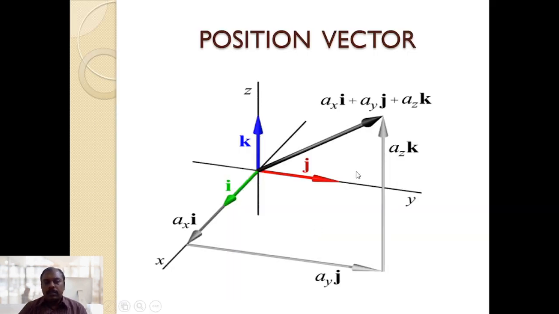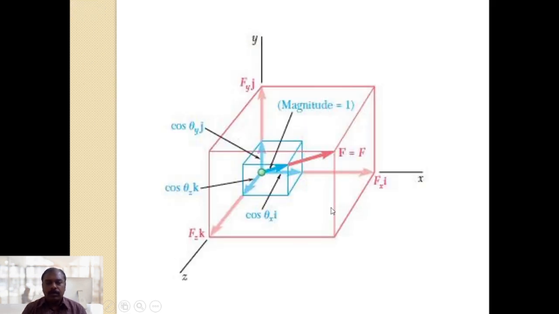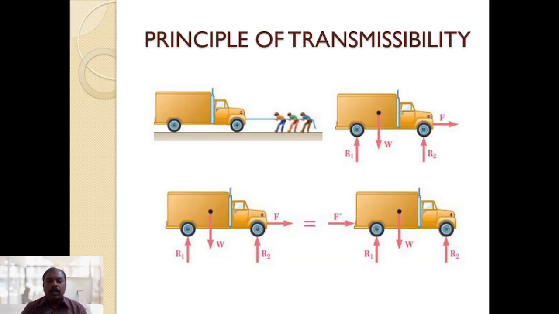Position vector. This is called the position vector, and it represents the position of a force. And this is the principle of transmissibility. If the line of action is not changed, the force acting at any point will be equal in a body, provided the line of action must not be changed.